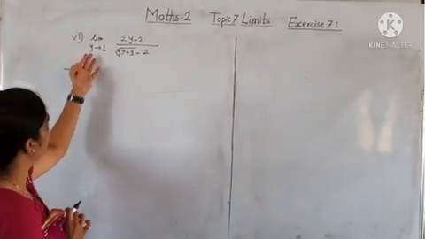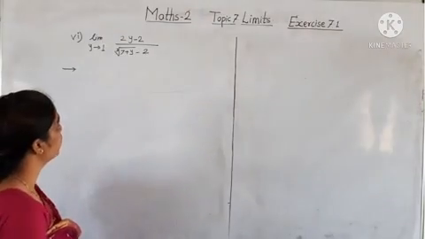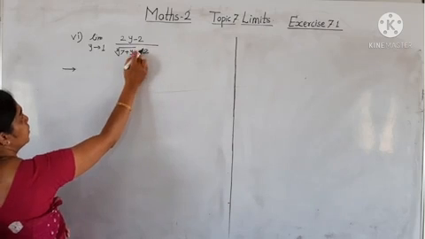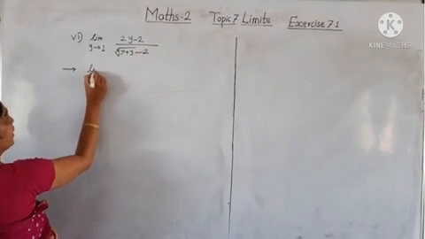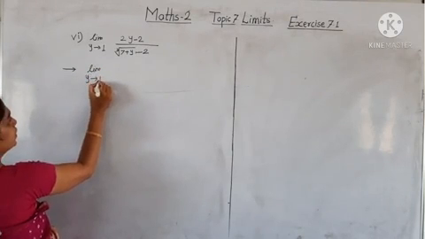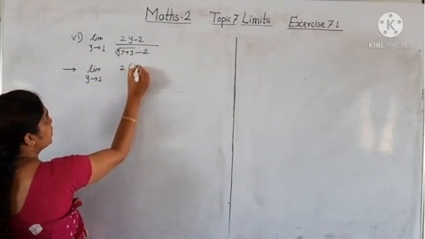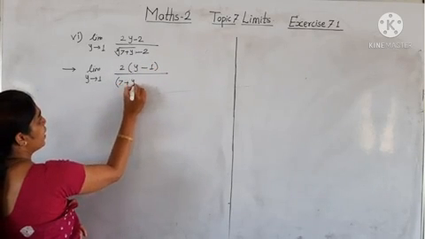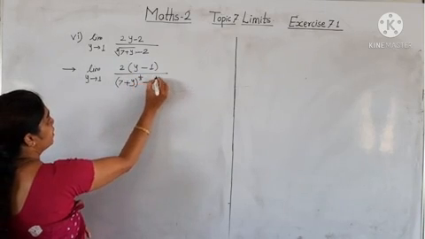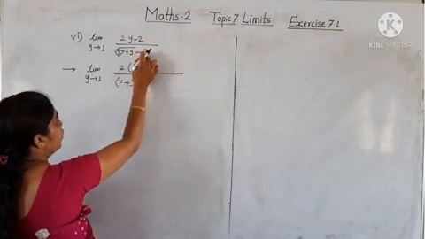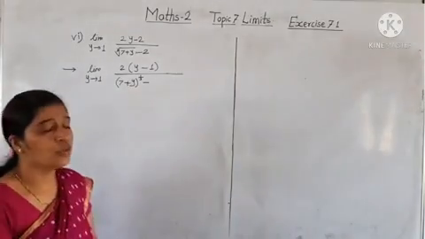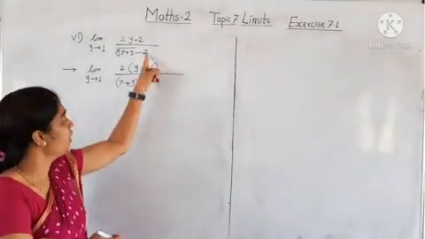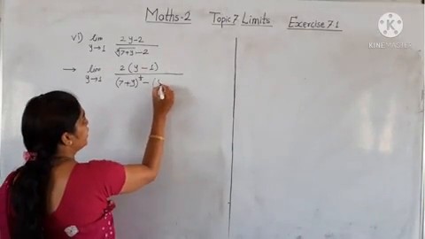See the next example. Limit y tends to 1, (y minus 2) upon (cube root of 7 plus y) minus 2. So here we write it as limit y tends to 1. Here 2 becomes common, 2 into bracket y minus 1 upon this we write as (7 plus y) raised to 1 upon 3 minus, here I want to write 2 as cube root of 8, so cube root of 8 is 2. We write 2 as cube root of 8.